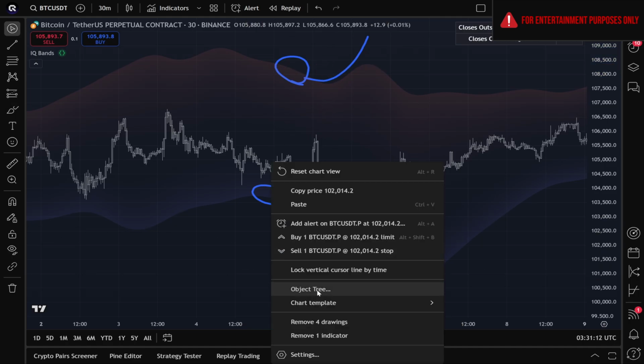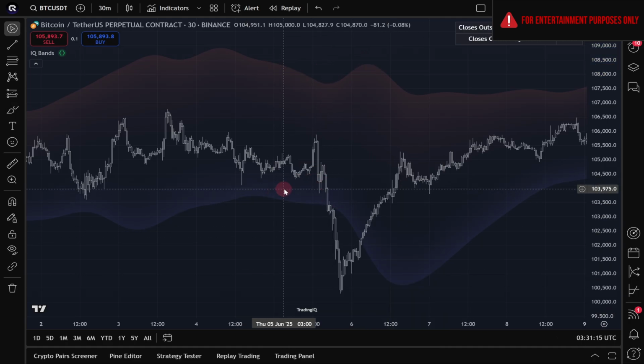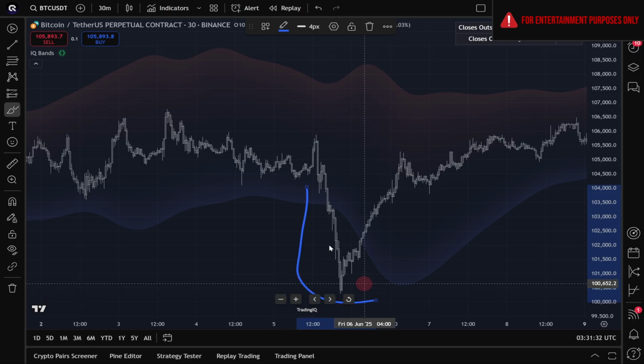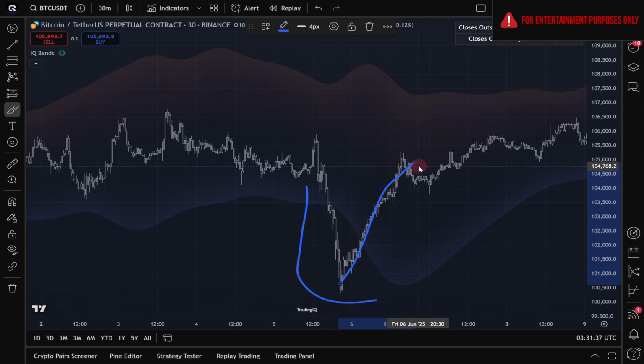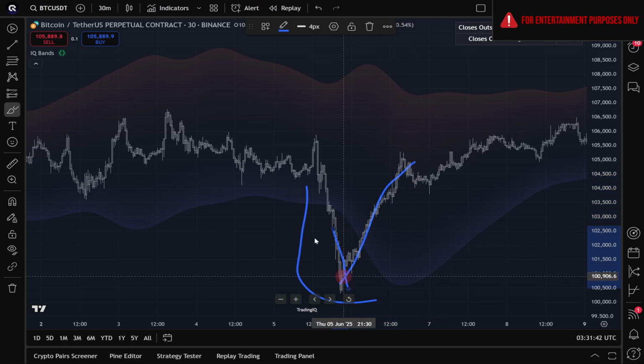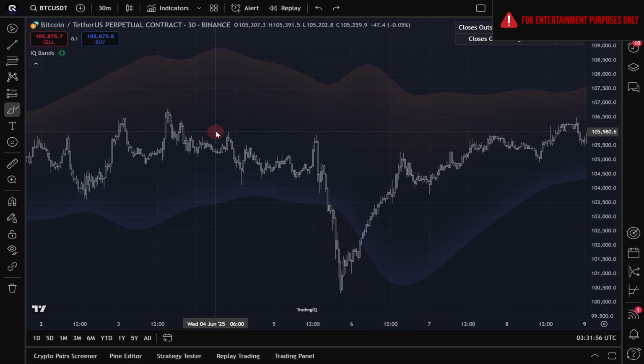And we can pretty much see that that is what happened here in this demonstration, where price moved well beyond the lower band of the IQ Bands and then eventually mean reverted back towards the average price. And a lot of traders in our community look at this occurrence as an example long opportunity.